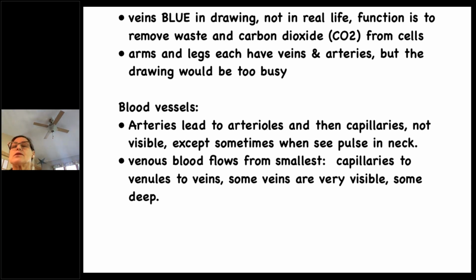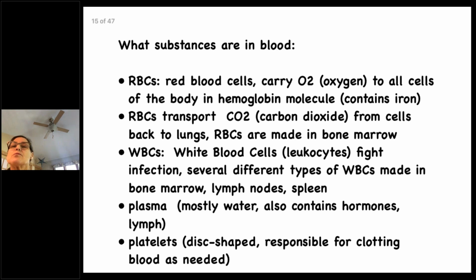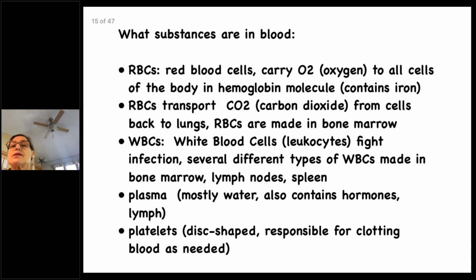Okay, so the circulatory system is carrying blood. What substances do we have in the blood? Red blood cells, RBCs. They carry oxygen in the hemoglobin molecule, which contains iron. So they carry oxygen out to the cells. They transport carbon dioxide back to the lungs. Red blood cells are made in the bone marrow.